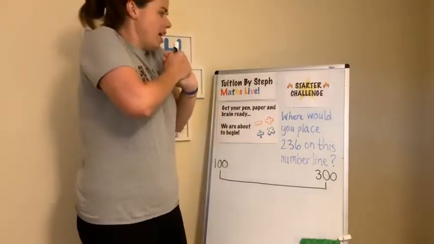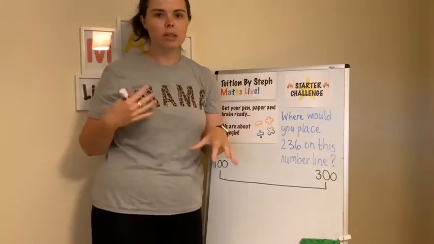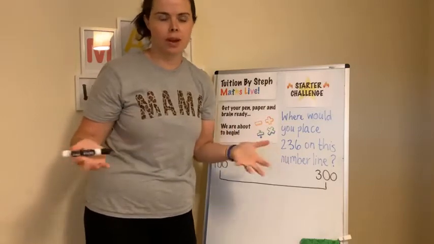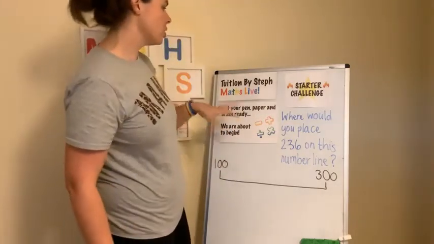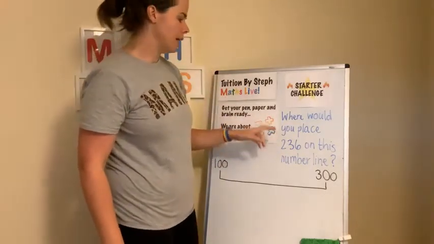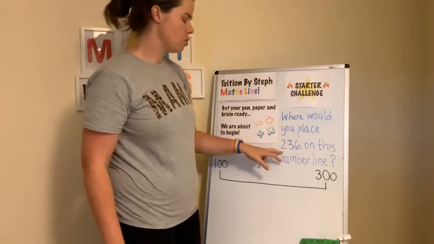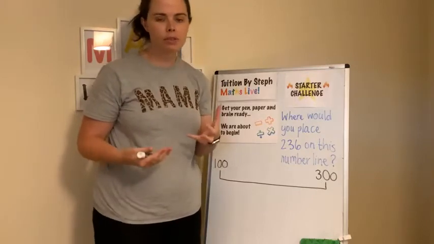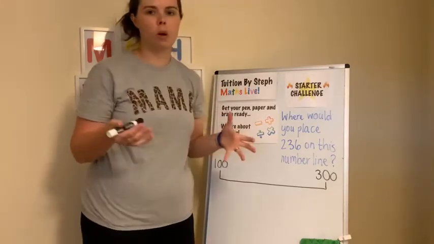So, here is your starter challenge, loosely linked to today's theme. Obviously didn't want to jump straight into a question without any teaching. So, the question is, where would you place this number, 236, on this number line? You might want to draw it yourself on a piece of paper. You don't have to be wholly accurate.